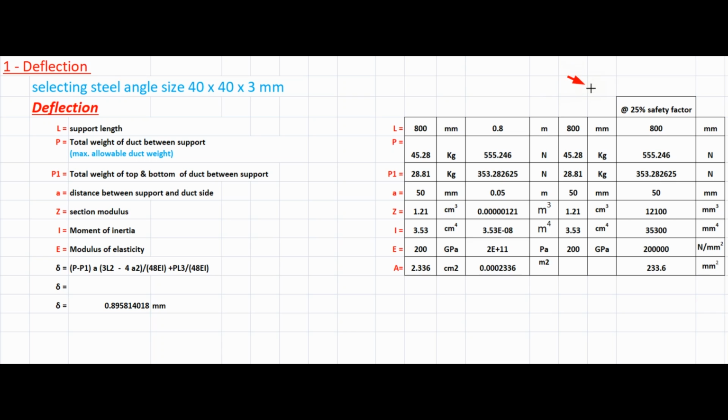For duct weight we consider 25% safety factor. Then the duct total weight will become 555.246 Newton and the weight of bottom and top of the duct will be 353.28 Newton. A is 50 millimeter. Section modulus we have converted to millimeter cubic 12100, and moment of inertia will become in millimeter 35300. The value of modulus of elasticity in Newton per millimeter square will be 200,000, and the cross sectional area for the angle in millimeter will be 233.6 millimeter square. When we apply this value in this formula, we got the value of deflection equal to 0.8958 millimeter.